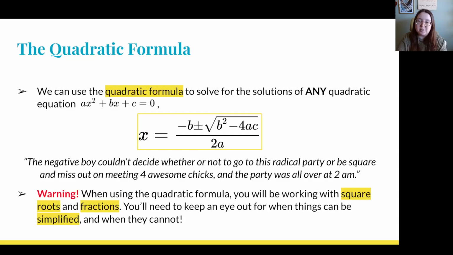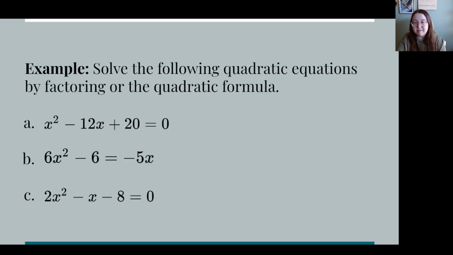So as a warning, when you're using the quadratic formula, you will be working with square roots and fractions. So you need to keep an eye out for when things can be simplified and when they can't be simplified. So as an example, we're going to solve the following quadratic equations by factoring or using the quadratic formula. So A, we have x squared minus 12x plus 20 equals 0. B, we have 6x squared minus 6 equals -5x. And C, 2x squared minus x minus 8 is equal to 0. So let's go ahead and go on over to our notes and solve these problems.